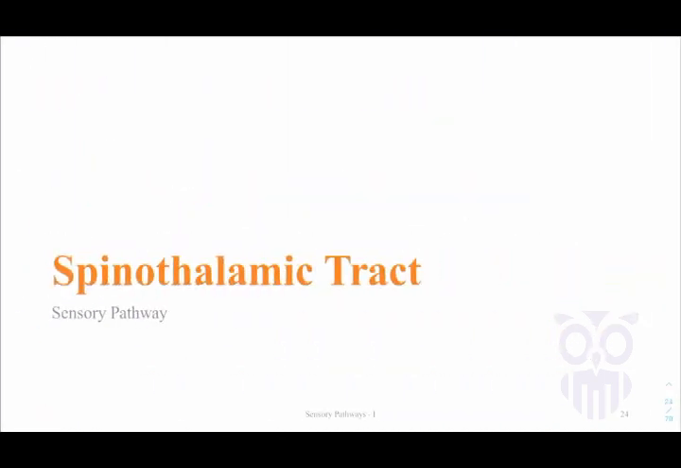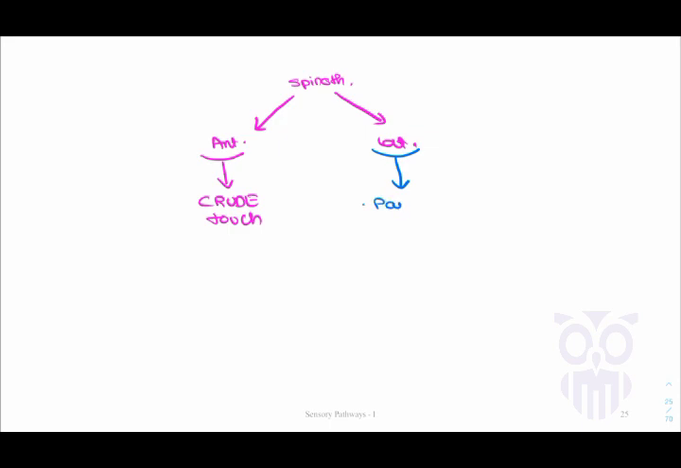Now we go into the spinothalamic tract. Remember I told you there are two of them. What are the two types? You have the anterior spinothalamic and you have the lateral spinothalamic. The anterior carries crude touch, while the lateral spinothalamic carries pain and temperature.